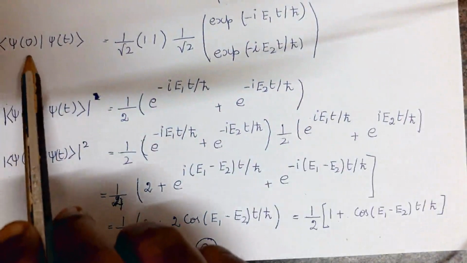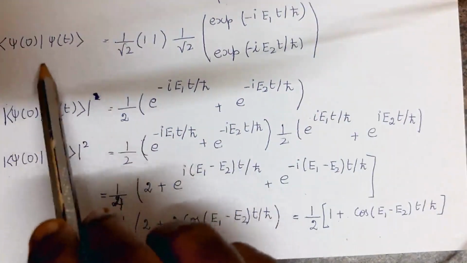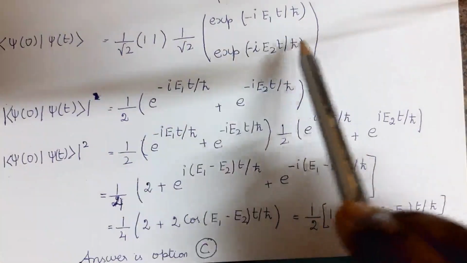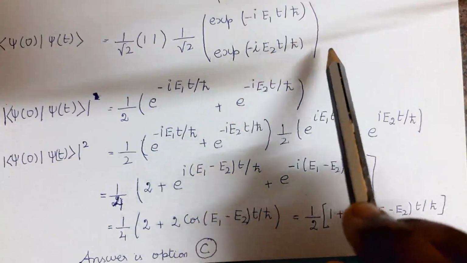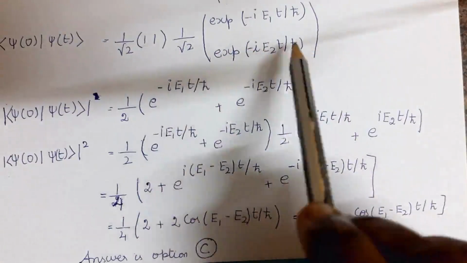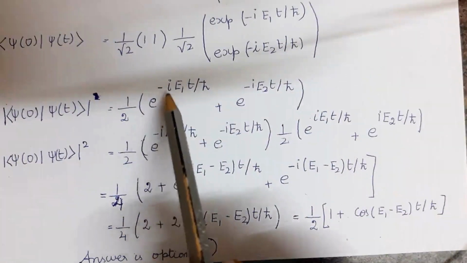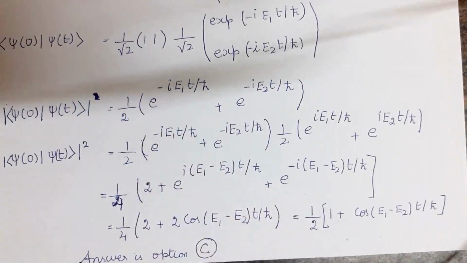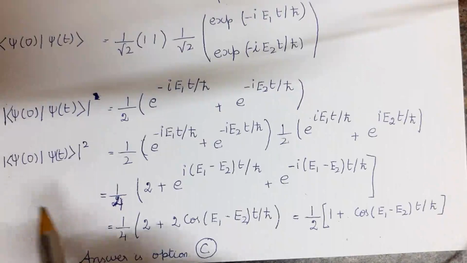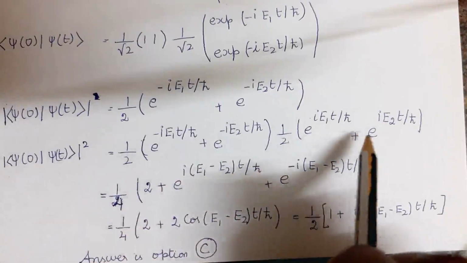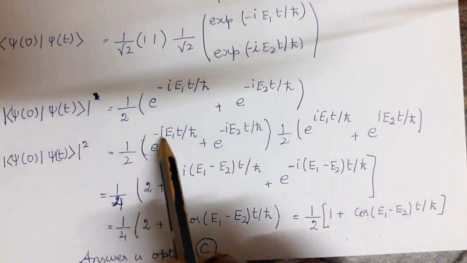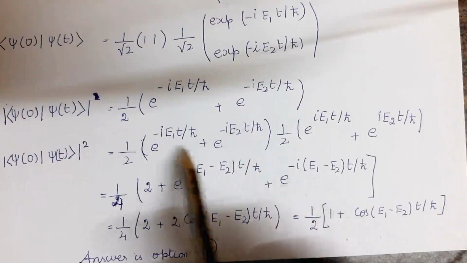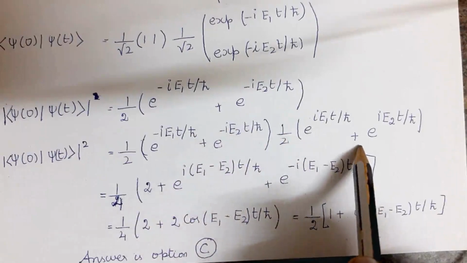So we have to find <psi(0)|psi(t)> first. We know both the values, so by substituting here, 1 by root 2 (1, 1) and 1 by root 2 with e power minus i E1 t by h cross and the e power E2 value we have to write here. Then by multiplying these two matrices we will be getting 1 by 2 (e power minus i E1 t divided by h cross plus e power minus i E2 t divided by h cross). Then for squaring it we will be writing the conjugate of it, and the conjugate of this will be here for squaring.